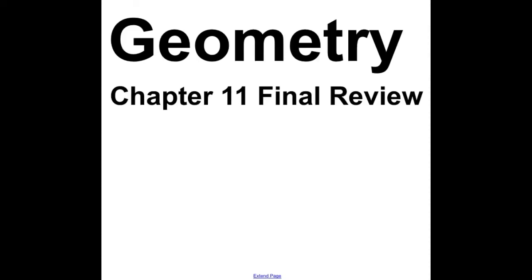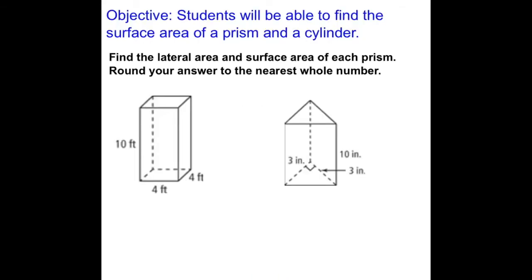This is the Geometry Chapter 11 final review video. Chapter 11 was all about the surface area and volume of various different three-dimensional objects. We started with the surface area of prisms and cylinders, and that's what this objective talks about.